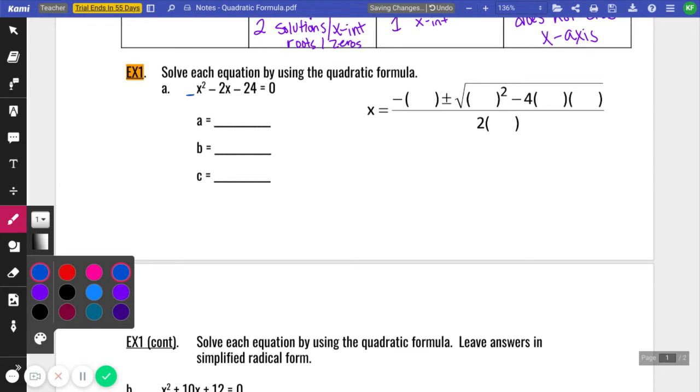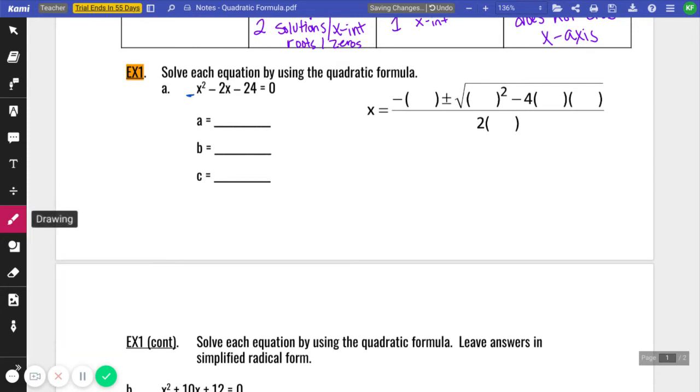So remember, A is the coefficient that's in front of your x squared. So for this example, it's a 1. I don't see a number there, that means it's 1 times x squared. Then B is -2. We want to make sure we include that negative sign on the 2, the coefficient for B. And then that means that C is -24.